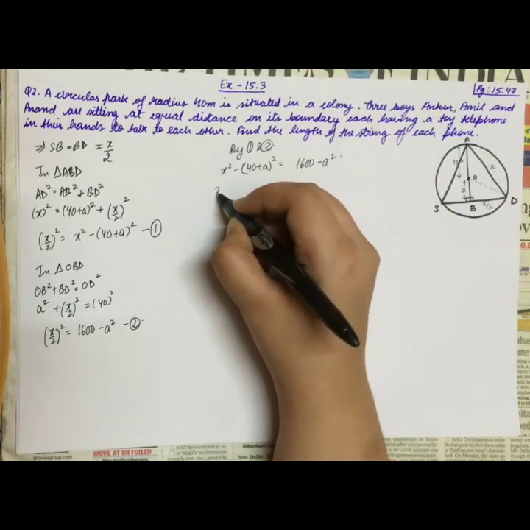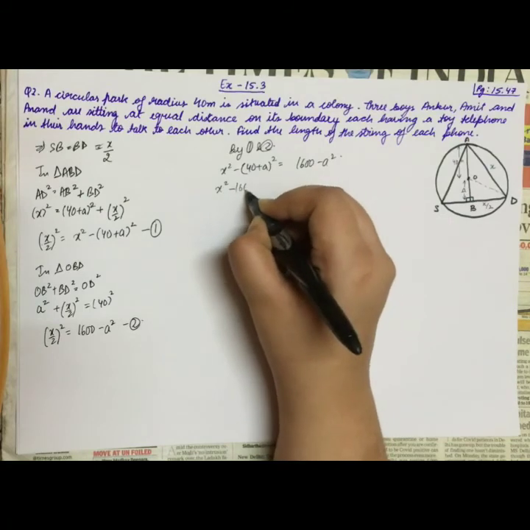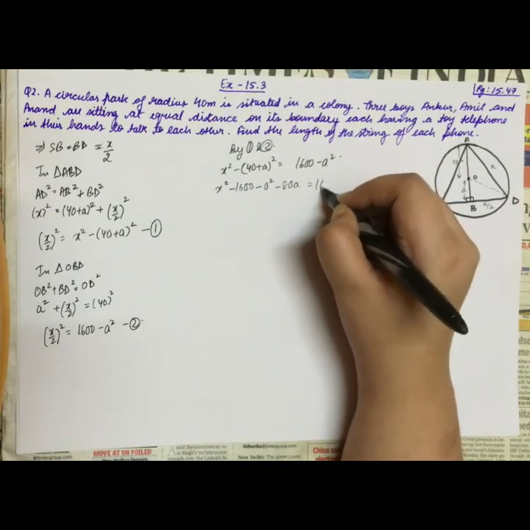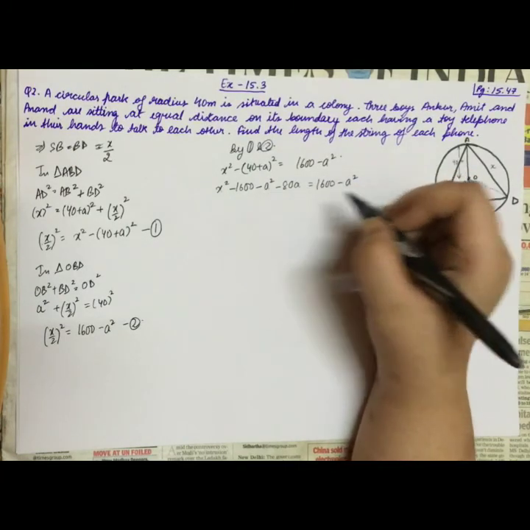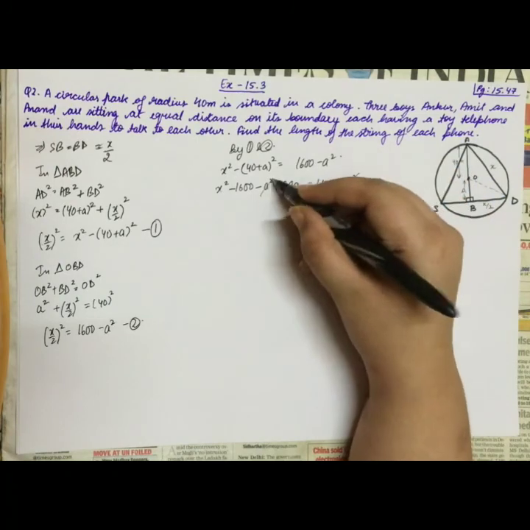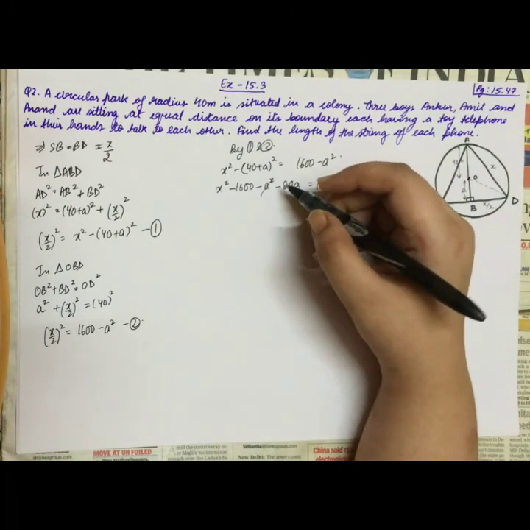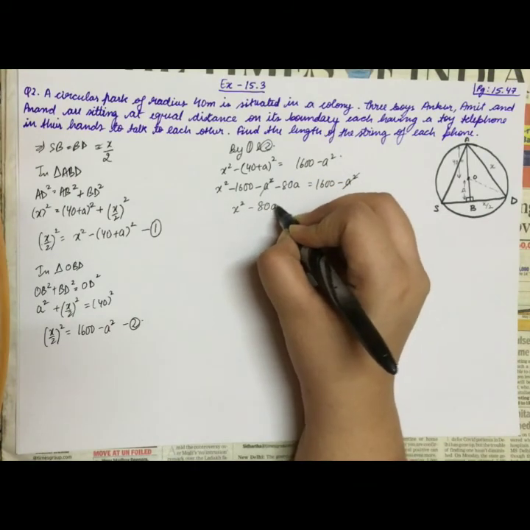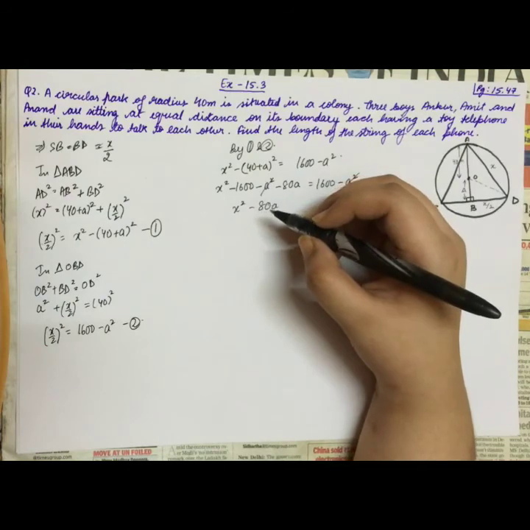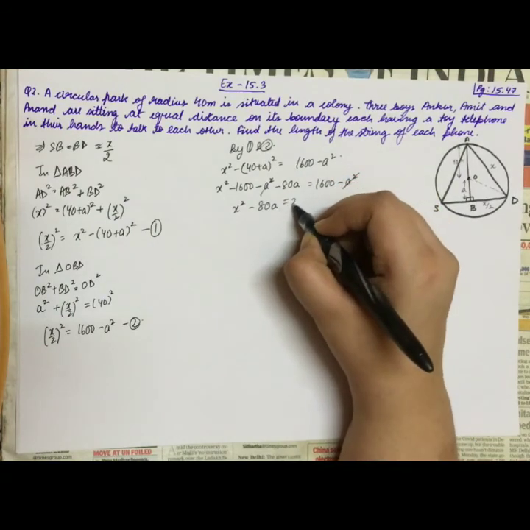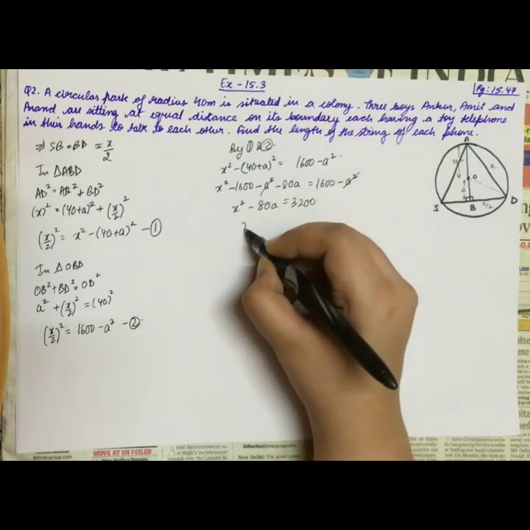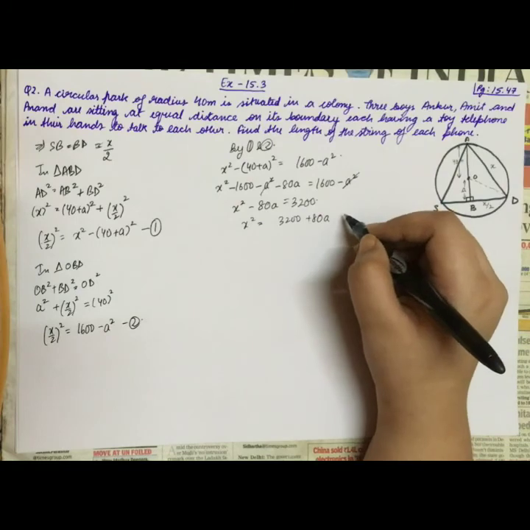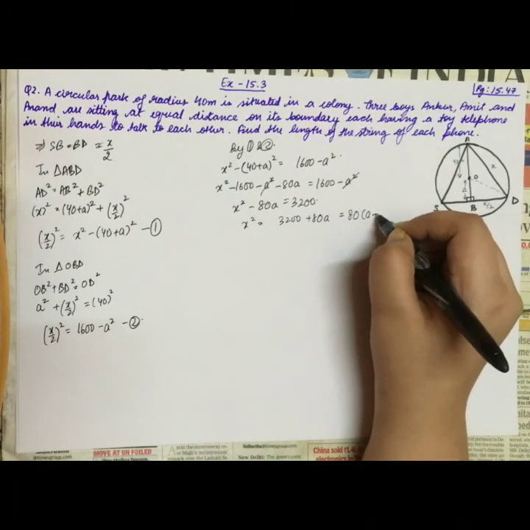Now we'll open the bracket, therefore it will become x square minus 1600 minus A square minus 80A is equal to 1600 minus A square. Since minus A square and minus A square are common, they will get cancelled. Now this equation becomes x square minus 80A minus 1600 is equal to 1600, and x square is equal to 3200 plus 80A, which can also be written as 80A plus 40.